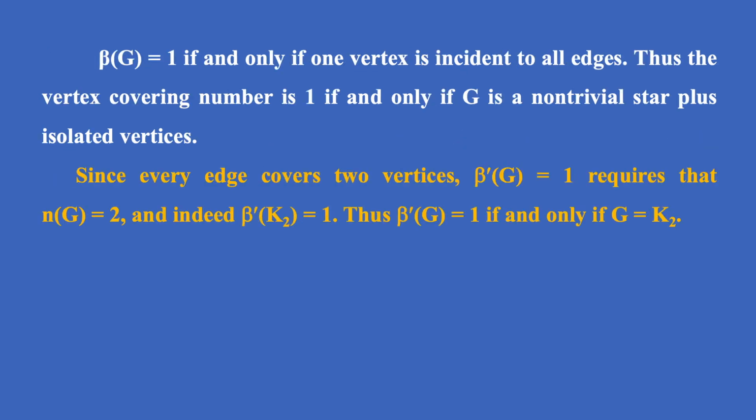Beta of G is equal to 1 if and only if one vertex is incident to all edges. Thus, the vertex covering number is 1 if and only if G is a non-trivial star plus isolated vertices. Since every edge covers two vertices, beta dash of G is equal to 1 requires that n(G) is equal to 2, and indeed beta dash of K2 is equal to 1. Thus, beta dash of G is equal to 1 if and only if G is equal to K2.